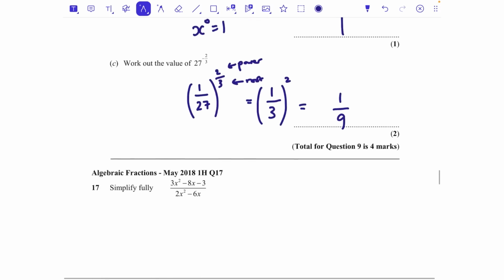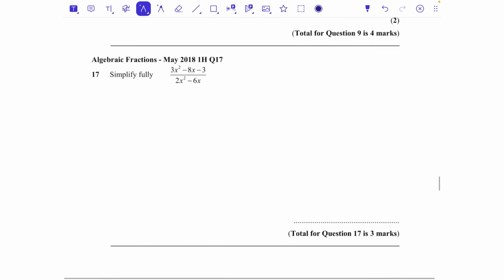Okay, next topic, algebraic fractions. So algebraic fractions is another really common topic on the non-calculator paper, and we're going to simplify this by factorising. You can't just cancel things out like this, that would be subtracting, okay? We need to divide the whole numerator and divide the whole denominator, and to do that we need common factors, and to do that we're going to factorise.